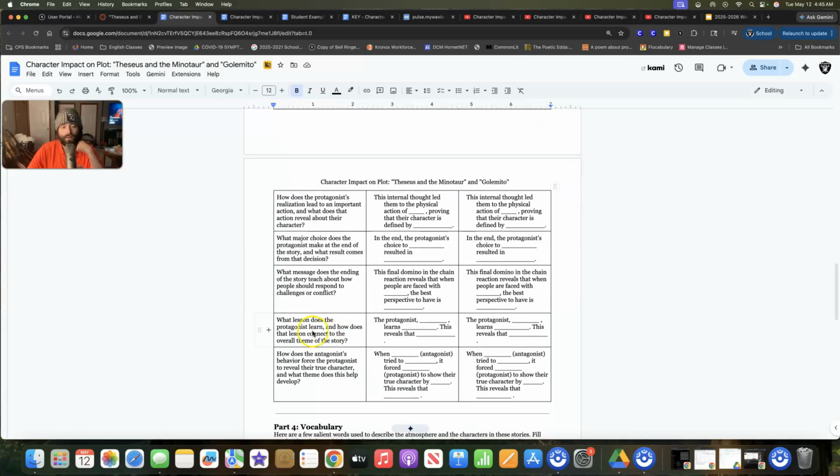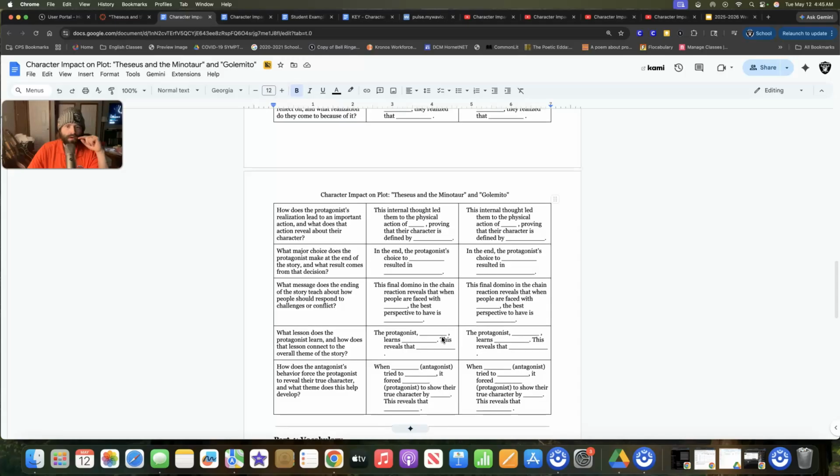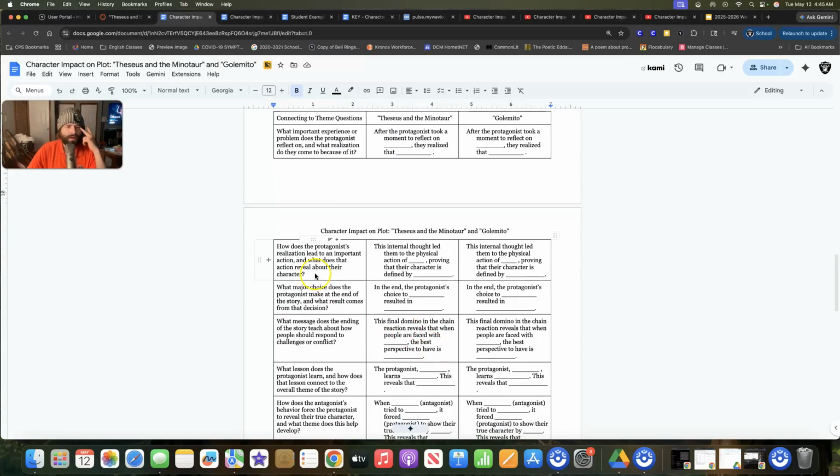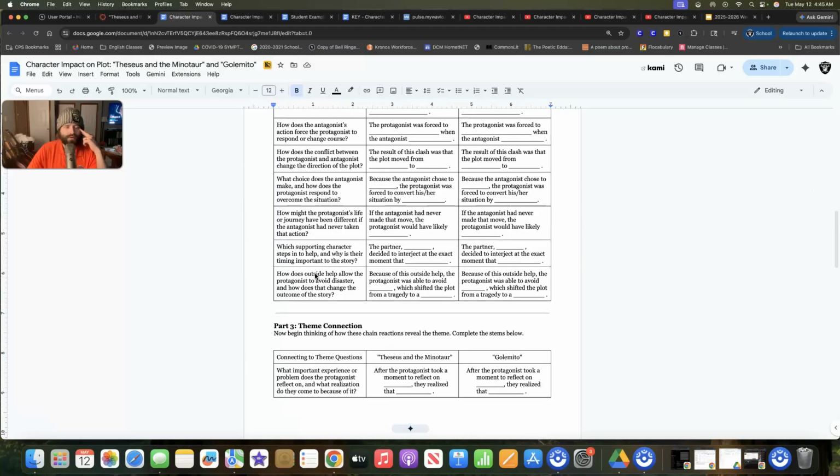And look at the fourth one. What lesson does the protagonist learn? The protagonist blank learns blank. This reveals, right? And what does it reveal about the theme? Like, what lesson do we learn? What happens because he learns this? So, anyways, that's something that I did to hopefully make this a little bit easier.